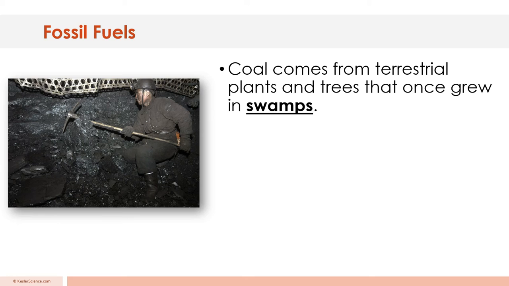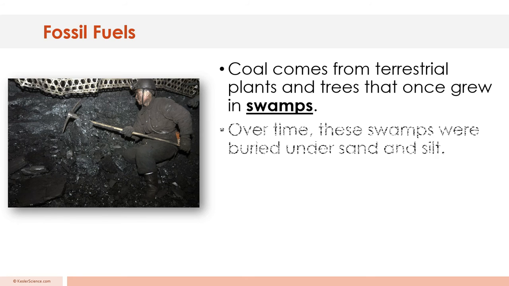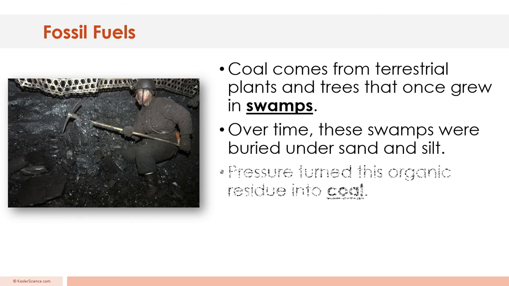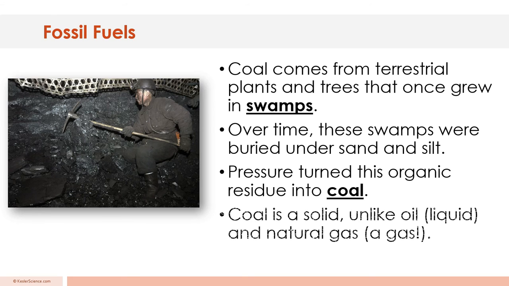So coal comes from terrestrial plants and trees that once grew in swamps. So the difference is it doesn't get formed in an ocean. Over time, they get buried under sand and silt. This pressure turns the organic residue into coal. Coal is a solid, unlike oil, which is a liquid, and natural gas, which we know is a gas.